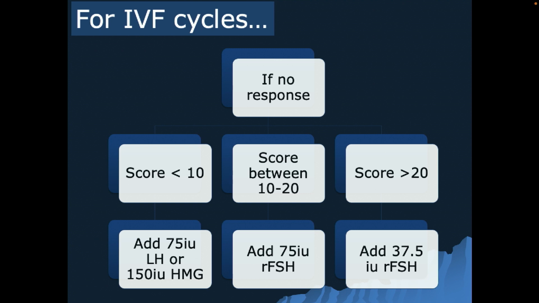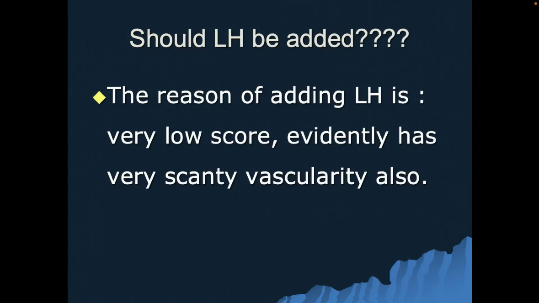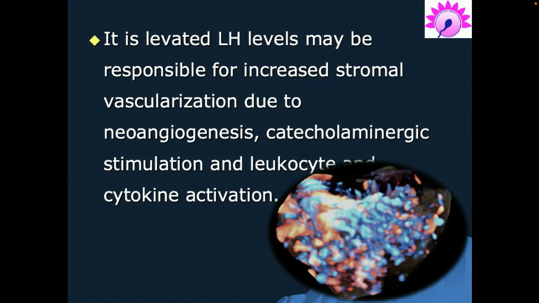Now, if I am talking of only RFSH, why did I here ask you to add LH? It is not a random decision, there is a scientific reason for that. If I am talking of patients who have a low score, which means they have low flow and less size, it is important to understand that the ovarian stromal flow is a function of VEGF and it is a function of LH. It is LH which leads to neoangiogenesis, so new blood vessel formation, and it is LH which is responsible for low resistance flow because of catecholaminergic stimulation and leukocyte cytokine activation.